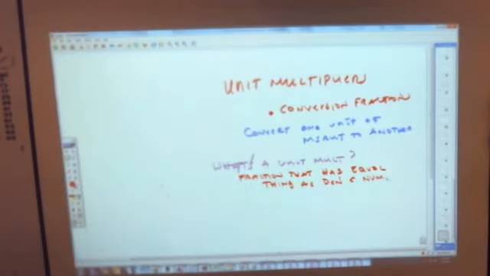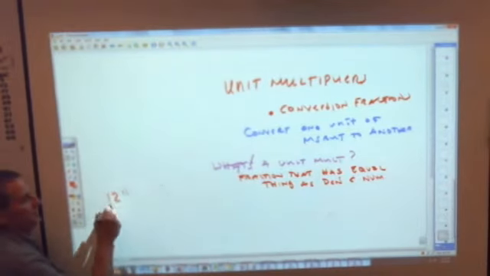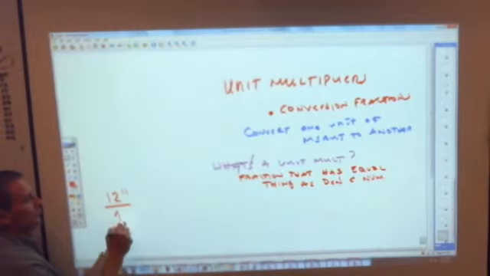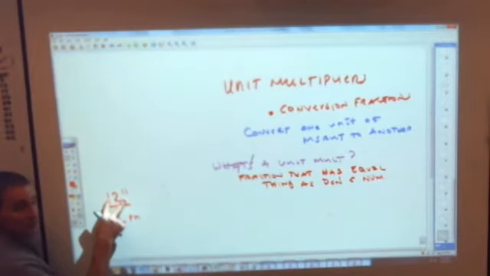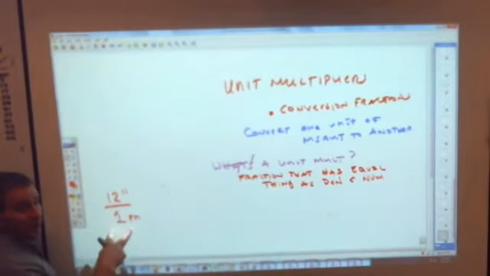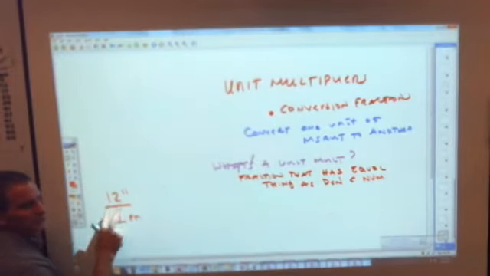And you can think out of the box on this all you want, and we'll talk about that in a little bit here. But let's just do your generic common ones that people hear all the time. 12 inches over 1 foot. 12 inches is the same length as 1 foot. This is a unit multiplier. These two things are equal.